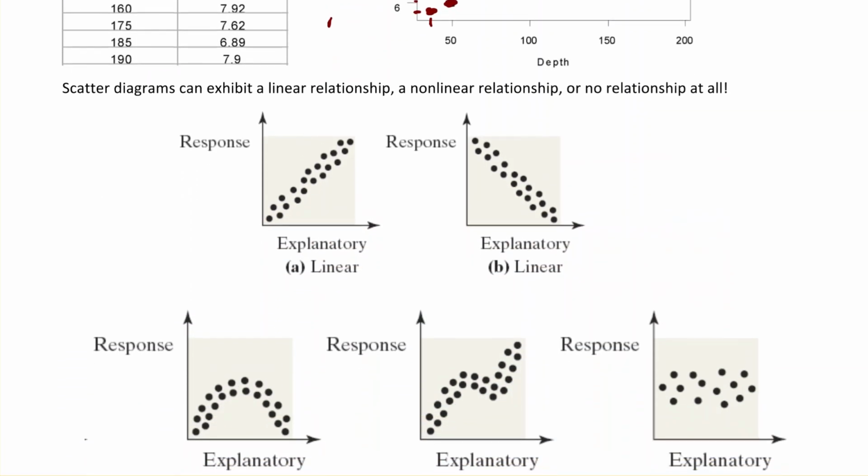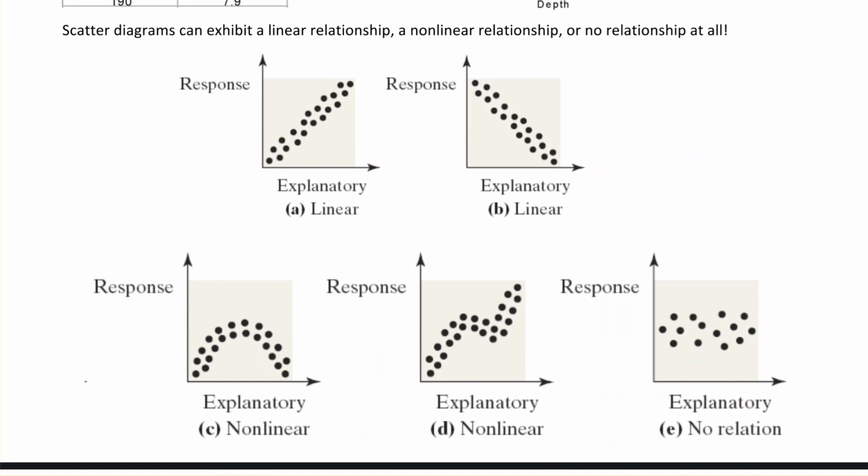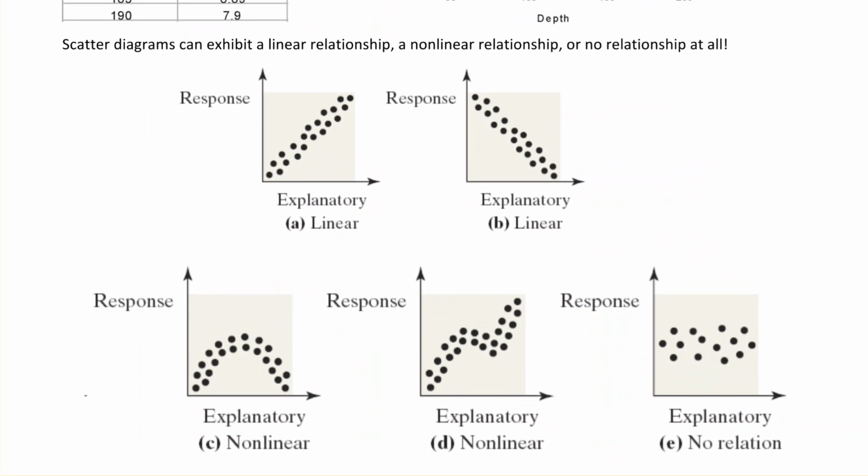And a scatter diagram can exhibit three types of relationship. You can exhibit a linear relationship, a non-linear relationship, or no relationship at all. There's three types. And in our class, we're going to focus on a linear relationship if it has a relationship. So we're going to see how to determine if there's a linear relationship or not, and how we can use it if we have a linear relationship.